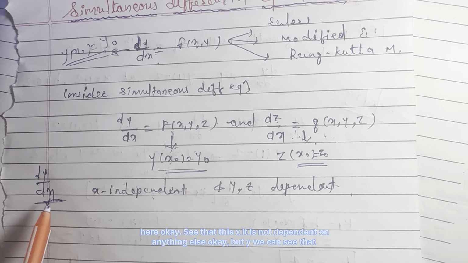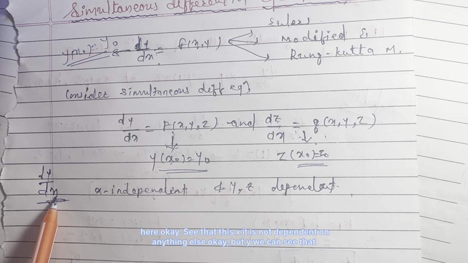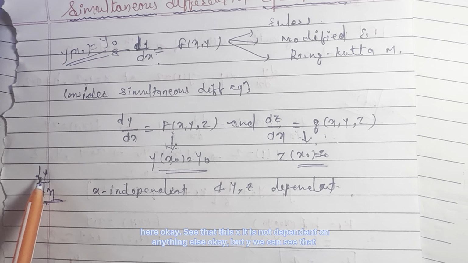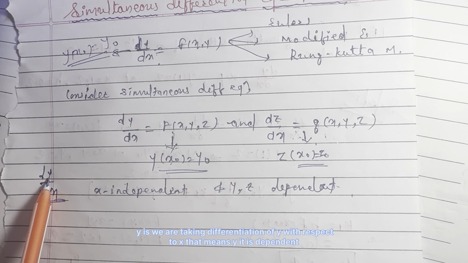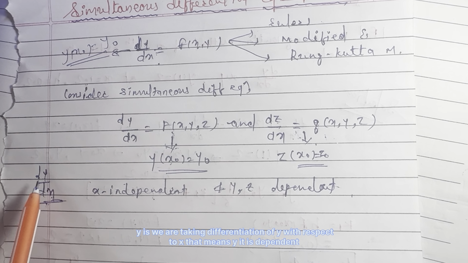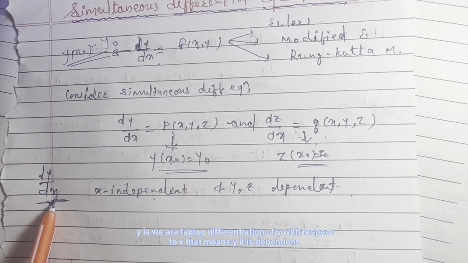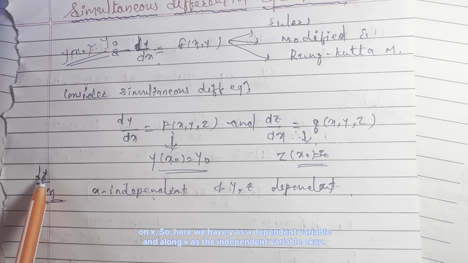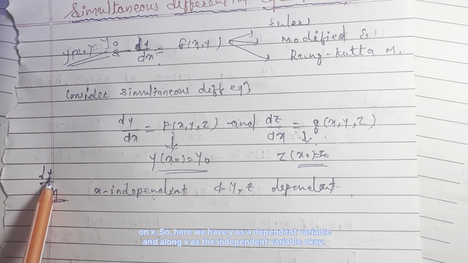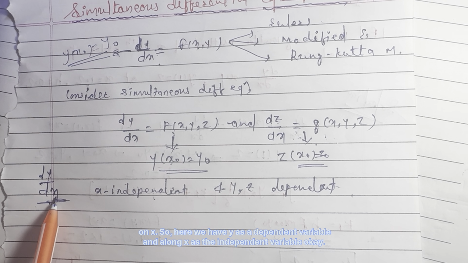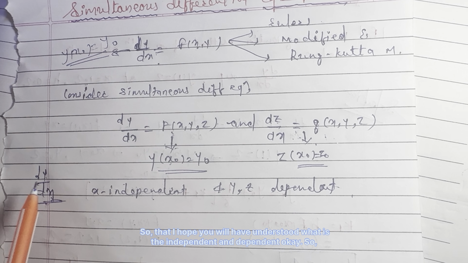See that this x is not dependent on anything else. But for y, we are taking the differentiation of y with respect to x, which means y is dependent on x. So here we have y as the dependent variable and x as the independent variable. I hope you have understood what independent and dependent mean.